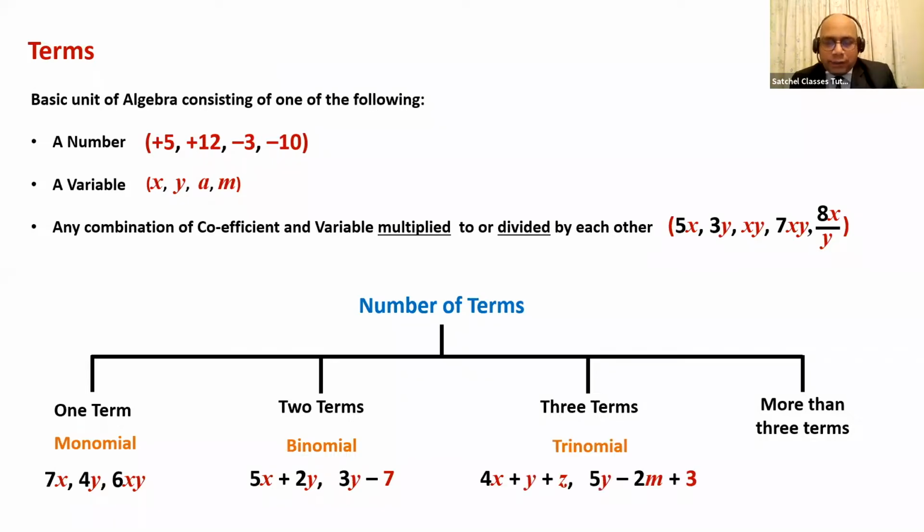A trinomial is an algebraic expression having three terms. So 4x plus y plus z is a trinomial. 5y minus 2m plus 3 is a trinomial. Whereas if an algebraic expression has more than three terms, then it is generally called a polynomial.